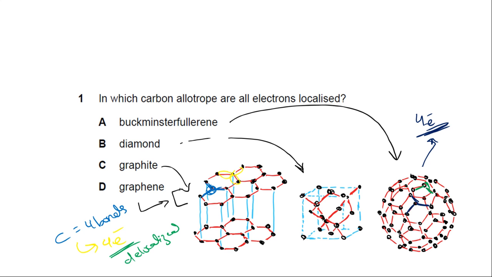However, when we look at diamond, we know that it has a tetrahedral structure in which each carbon is bonded to four other carbon atoms in this way. And because it is bonded with four other carbon atoms, the fourth electron is not delocalized. And if it's not delocalized, essentially it will be localized. And therefore, the answer is B.